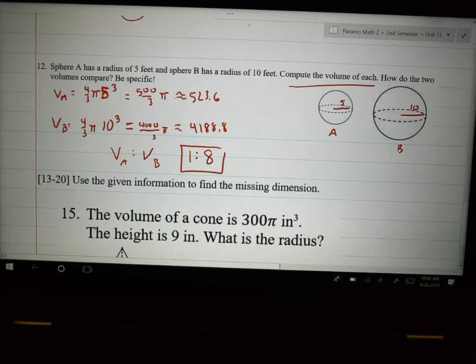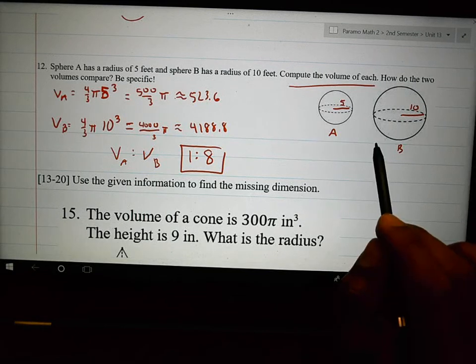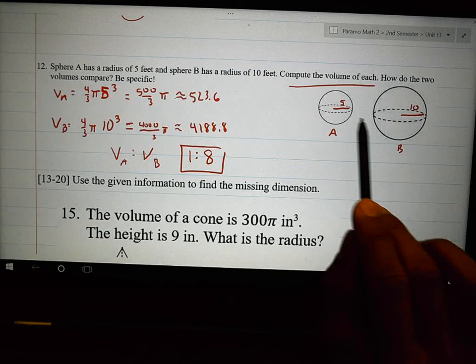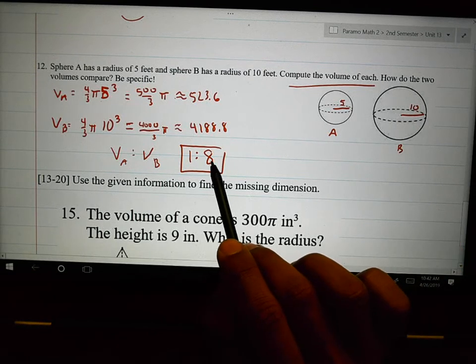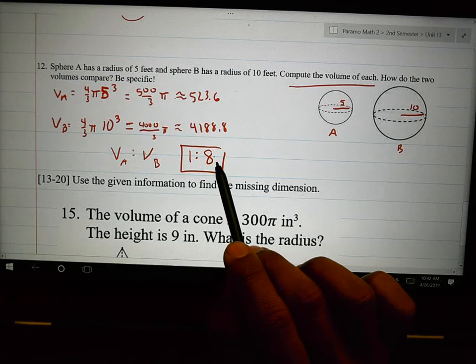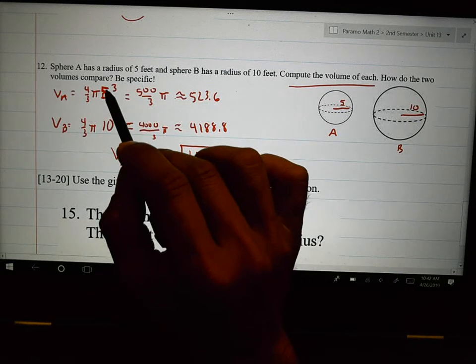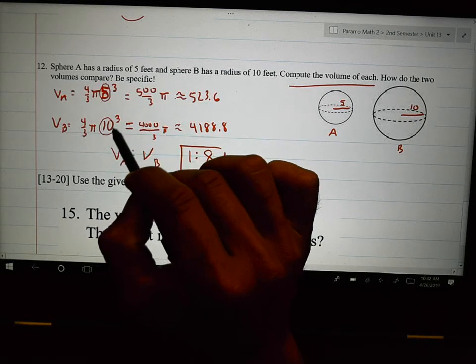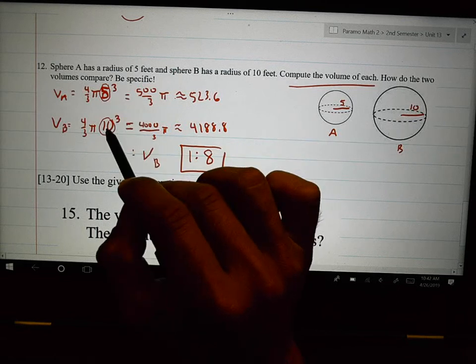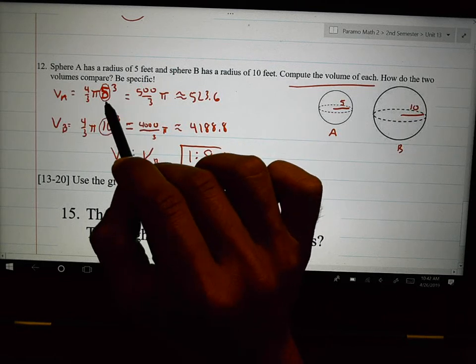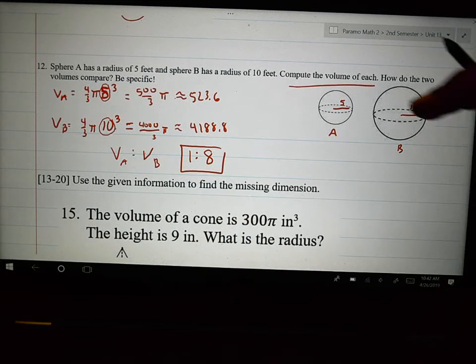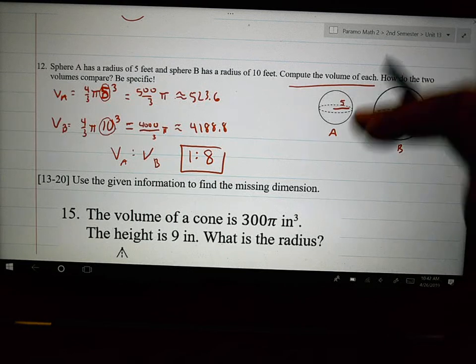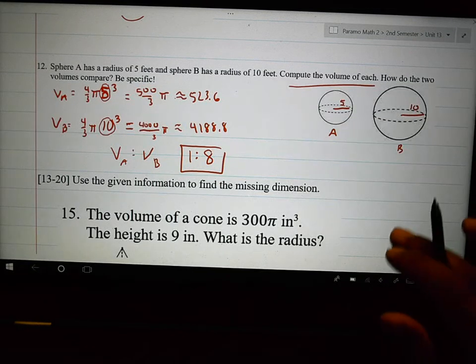What's interesting to me about this is that by doubling the radius, your volume increases by 8 times, which should make sense because even though you're doubling it, you're cubing that in the formula. 2 to the third power comes out to 8. That's a huge difference, right? Not just 2 times bigger, but 8 times bigger. I thought that was a neat question.